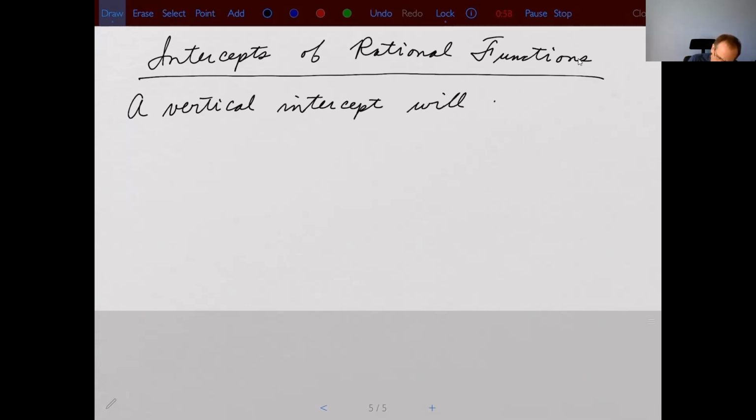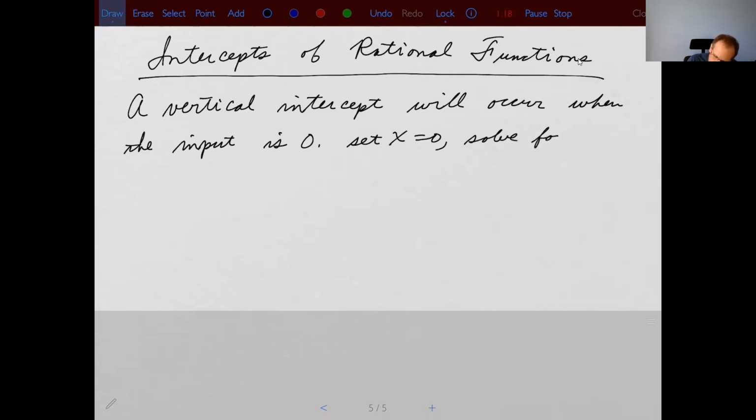will occur when the input is 0. So I'll say set x equal to 0 and solve for y. Even though you might call the input something other than x and the output something other than y, in general, let's say we call the input x and the output y. So you set x equal to 0 and you solve for y, just like we've been doing for all the different types of functions. Okay.